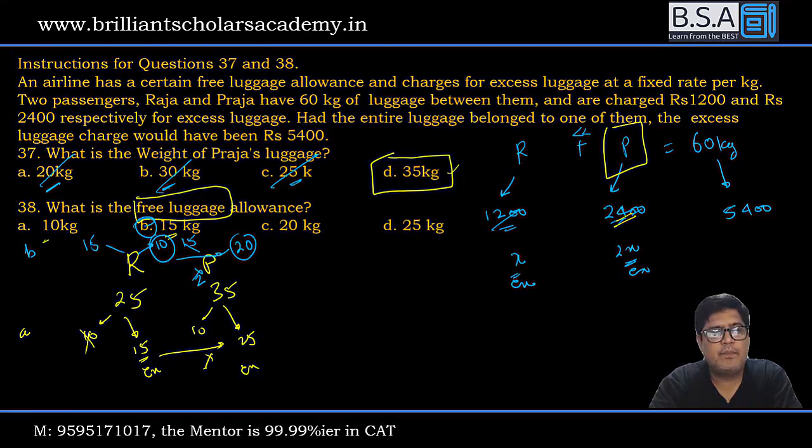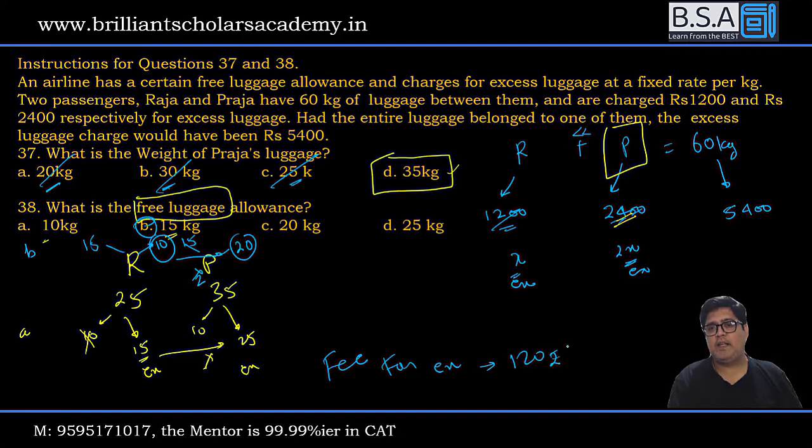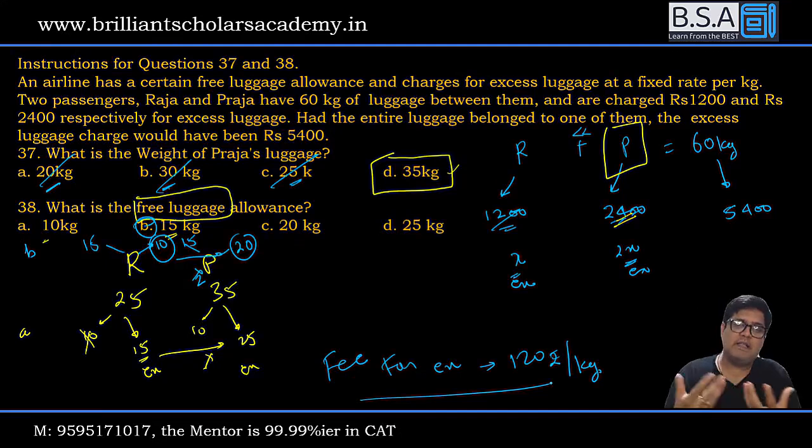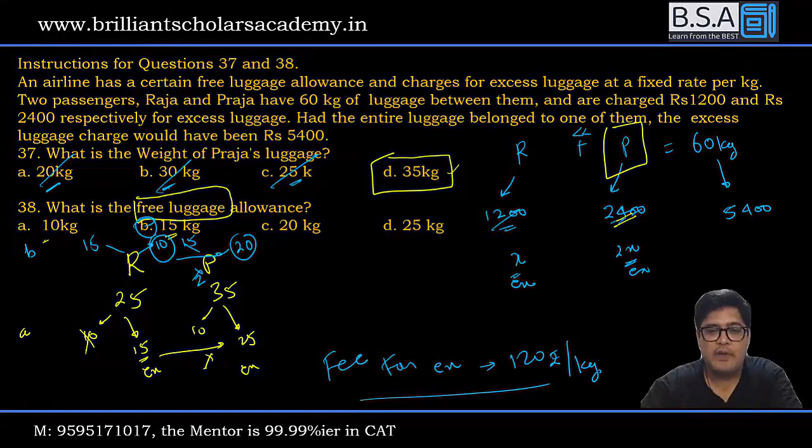Which new question? What is the price? What is the amount to be paid per kilogram? Raja is paying rupees 1200 for 10 kilograms of extra luggage. So the amount is rupees 120 per kilogram. The payment for extra luggage is rupees 120 per kilogram. What is the money to be paid for excess luggage per kilogram was the question.